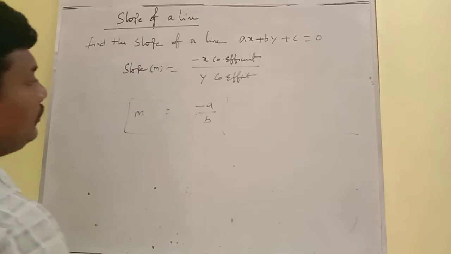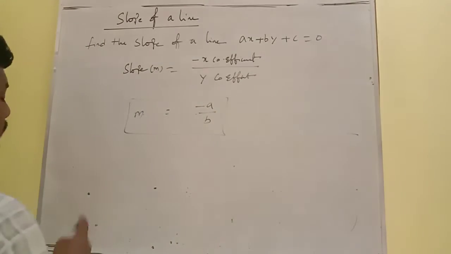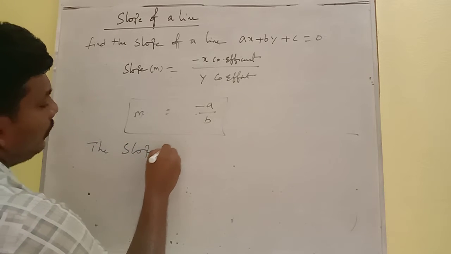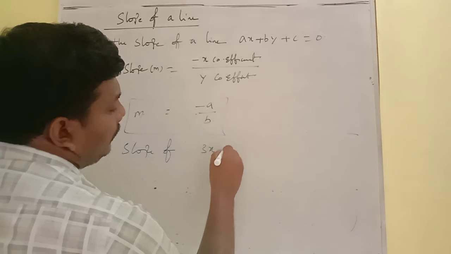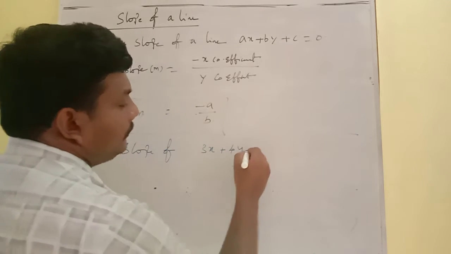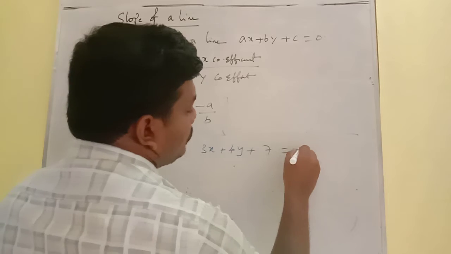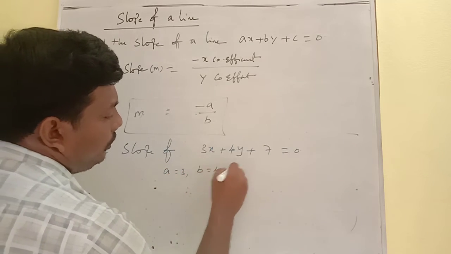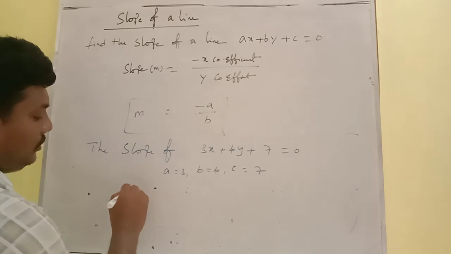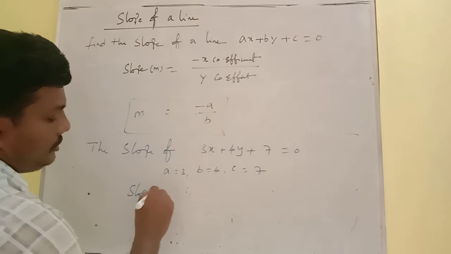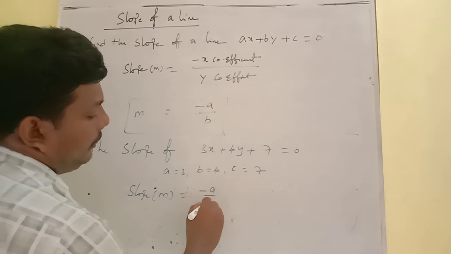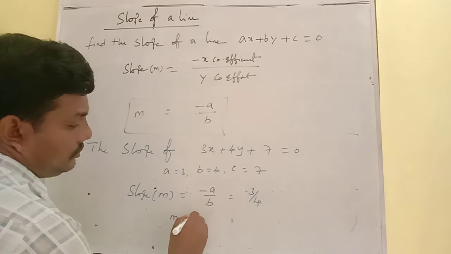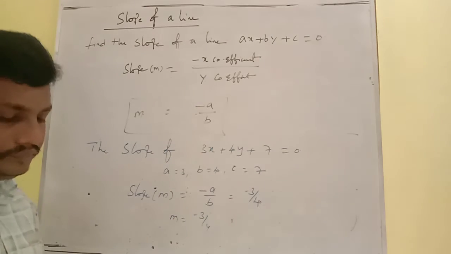Now find the slope of 3x plus 4y plus 7 is equal to 0. Here a is equal to 3, b is equal to 4 and c is equal to 7. The slope m is equal to minus a by b, which is minus 3 by 4. Like that we can find m is equal to minus 3 by 4.